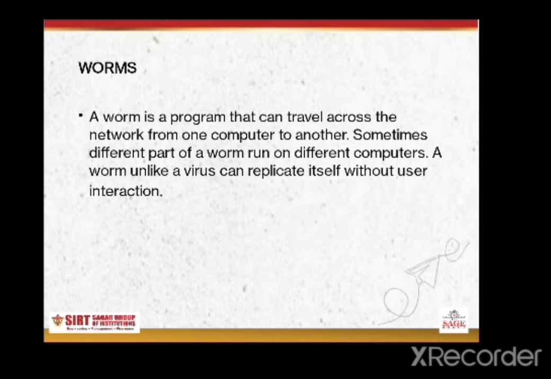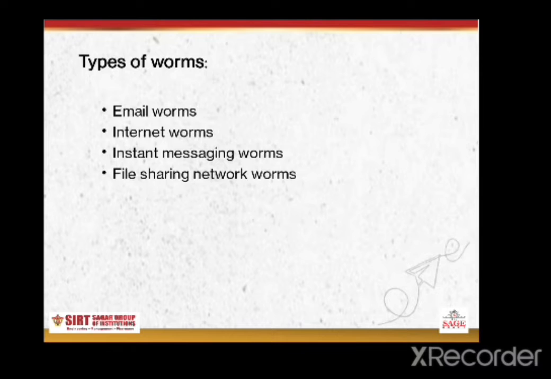Now if I'm talking about the worms, this is again a program that is used to harm our systems. It will destroy some of the files. So this is what the worms. It replicates, copying from one computer to another computer. A worm is a program that can travel across the network from one computer to another. Sometimes different parts of the worm run on different computers. A worm, like a virus, can replicate itself without user interaction. So this is what the worms. The different types of worms are email worms, internet worms, instant messaging worms, and file sharing network worms.